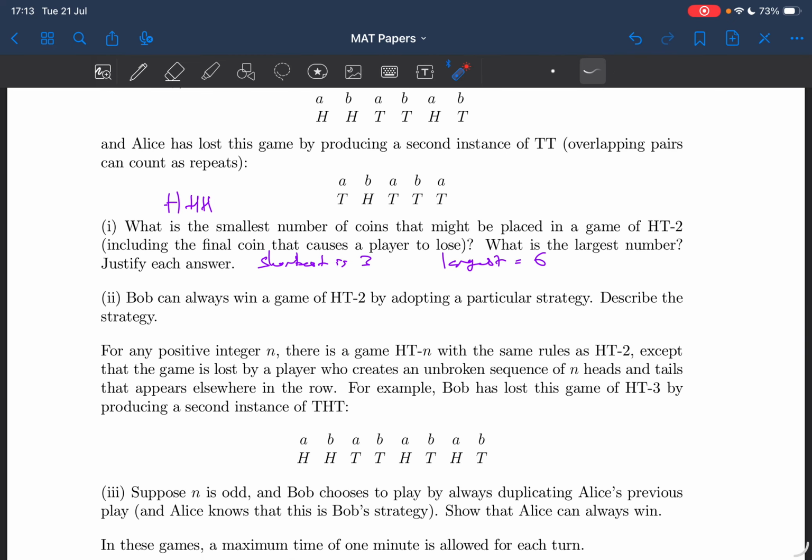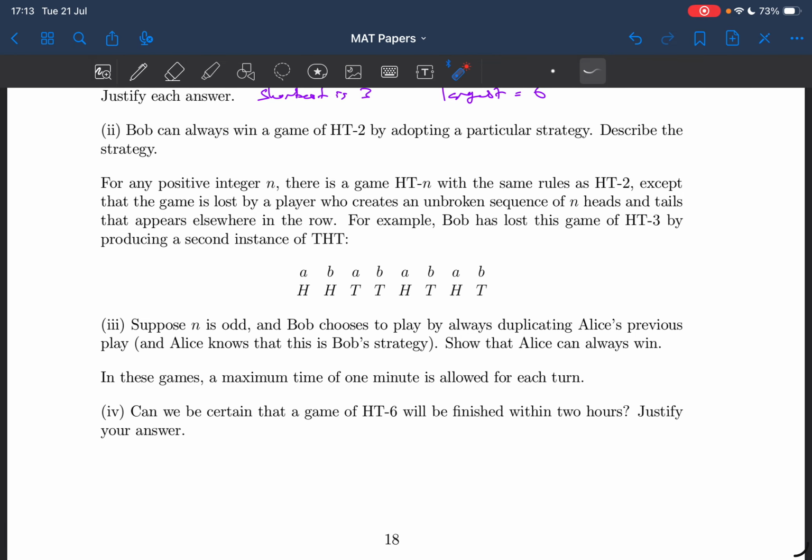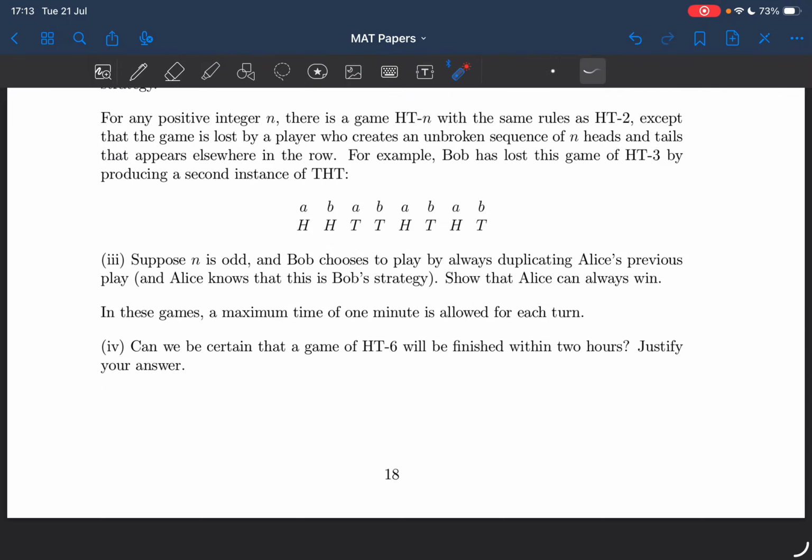That looks good. For any positive integer n, there's a game called HTn with the same rules as HT2, except that the game is lost by a player who creates an unbroken sequence of n heads and tails that appear elsewhere in the row. For example, Bob has lost this game of HT3 by producing a second instance of tails, heads, tails: tails, heads, tails, tails, heads, tails. Suppose n is odd, and Bob chooses to play by always duplicating Alice's previous play. Alice knows that this is Bob's strategy, so that Alice can always win.